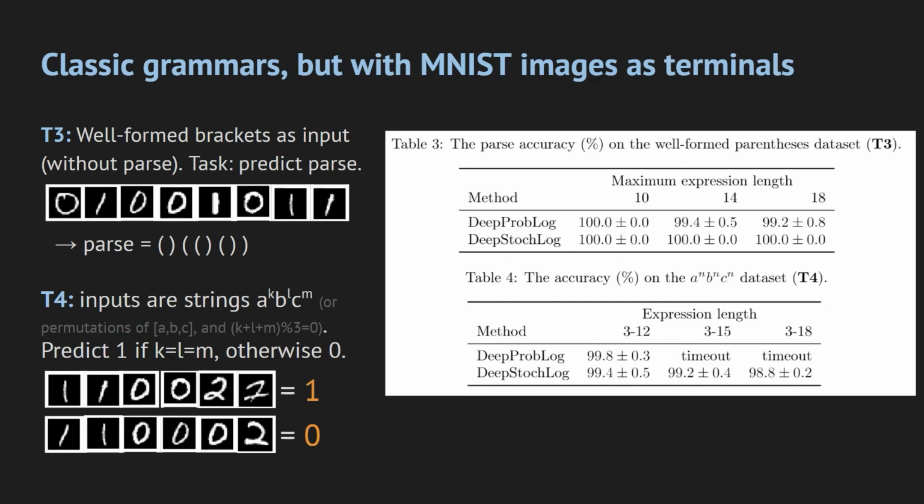Tasks 3 and 4 are about classic grammar problems, but using MNIST digits as terminals to encode these sequences. Task 3 is all about parsing well-formed parentheses, where a 0 represents an open bracket and a 1 a closed bracket. The training data only consists of valid sequences, but without any labeled parses. The task is to predict the parse given a sequence of images by taking the most likely parse.